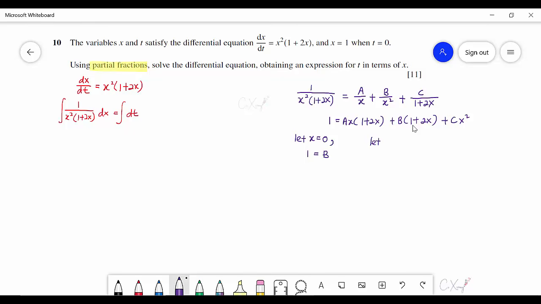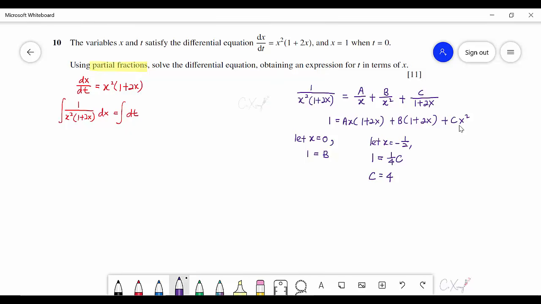Then the second value, I will let x equals negative 1 over 2. Again, the left hand side is still a 1, not affected. If I substitute into this bracket, the whole bracket becomes 0, and the whole term disappears as well. The same thing happens for this bracket also. If I substitute the value negative 1 over 2 into this bracket, the whole bracket becomes 0, and the whole term disappears. So the last one that exists is this one. Negative 1 over 2 squared gives 1 over 4, and therefore you have 1 over 4c. So from here, you will get c equals 4.